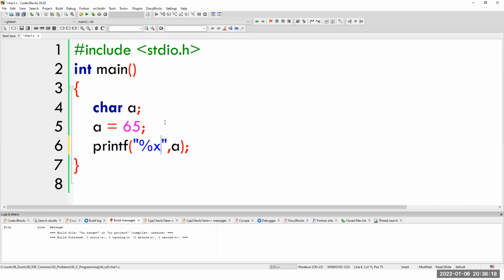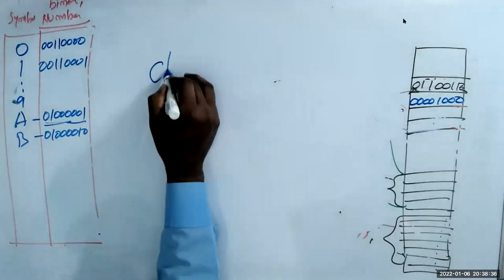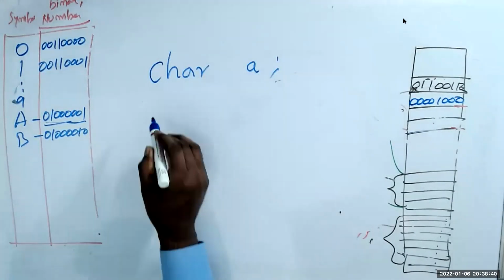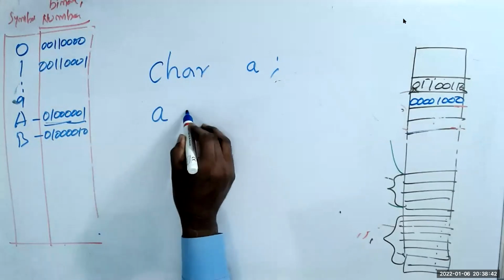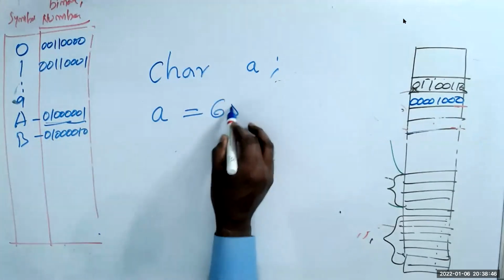Now I'll tell you the process. Since you asked a very valid question, this will clear a lot of doubts for people. So what is happening is this: when I write a program, char A, A is equal to 65.